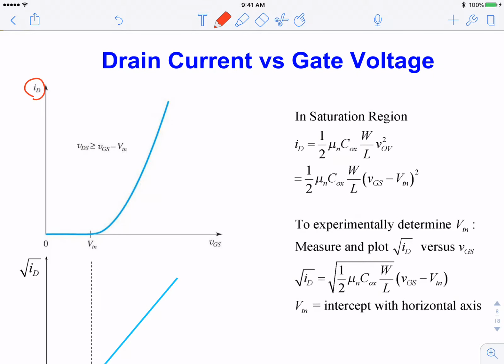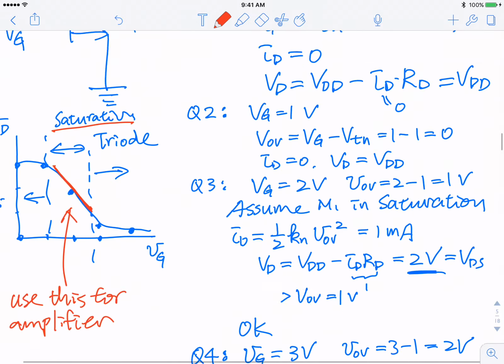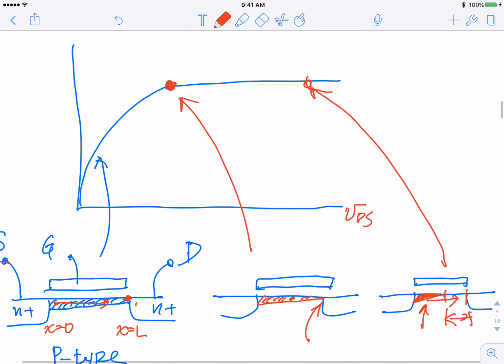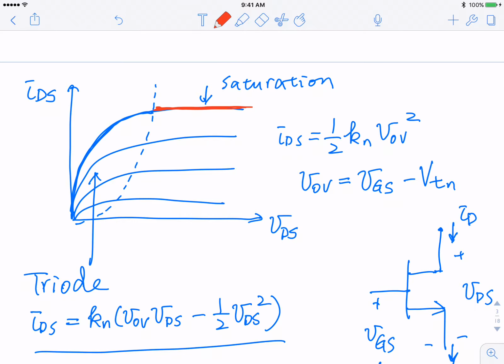So this is an example, and we talked about these. The current, if you plot it versus VGS for fixed VDS, you will have this quadratic curve. Let's get back to one thing I want to mention here. For these families of curves, this boundary, the dotted line, looks like a parabolic curve.